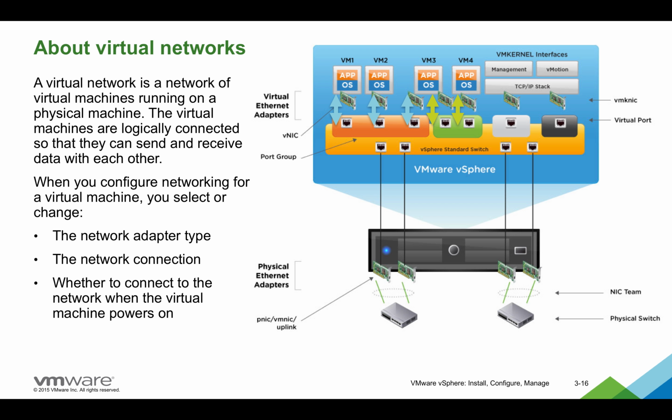You can see here that we have 4 virtual machines at the top, and each one is connected to the vSphere standard switch through their vNICs. And it looks like we have 2 port groups. We'll have more about that later. And each virtual machine is connected to one of the port groups. That vSphere standard switch is then connected to the physical Ethernet adapters on the physical host.